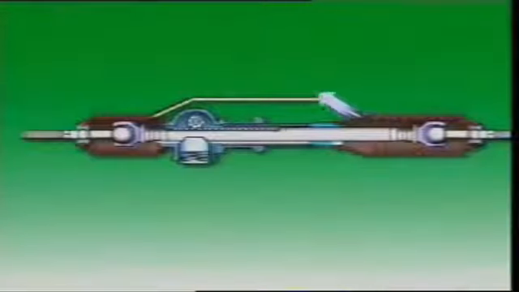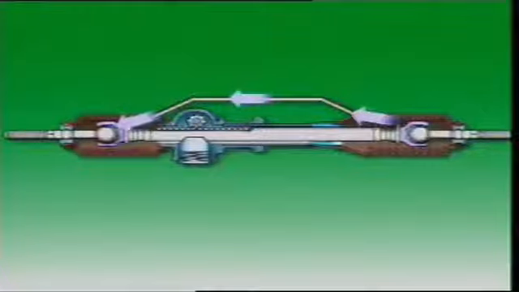On some vehicles, both bellows are interconnected by a tube so that as the steering wheel is moved from side to side, air is transferred from the collapsing bellows side to the expanding bellows side.